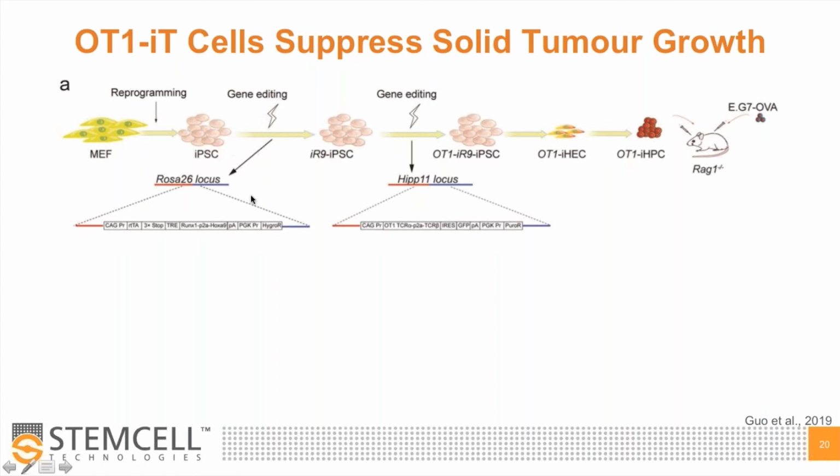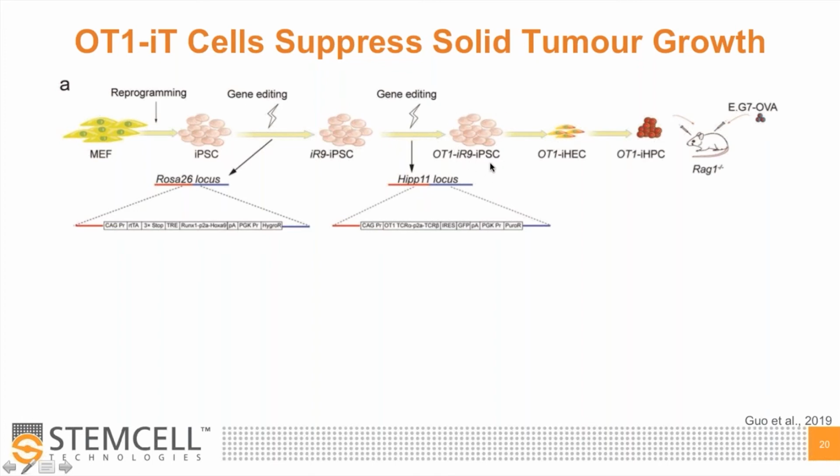These are then gene edited with the inducible transcription factors RUNX1 and HOXA9, which is the transcription factor combination that they found to be the best for T cell differentiation, or T hematopoiesis. This then generates the induced R9 or IR9 iPSC line. They further gene edit this to express their OT1 TCR, which is the alpha chain and the beta chain together, and they also include GFP in this cassette. And this is then the OT1 IR9 iPSC.